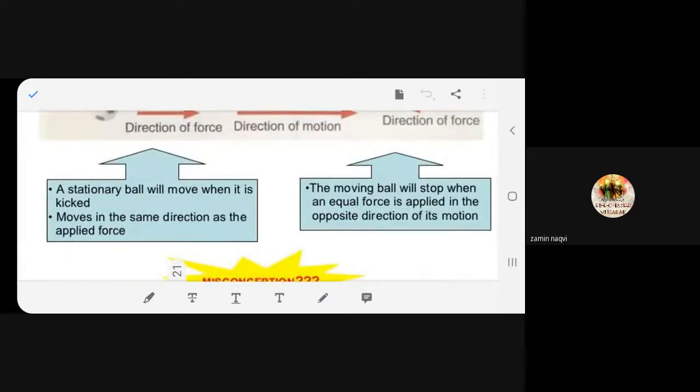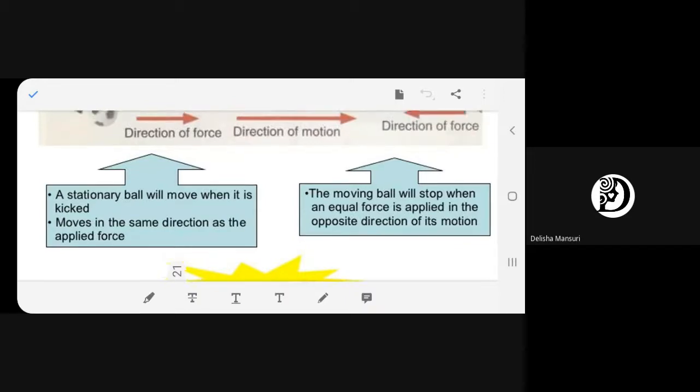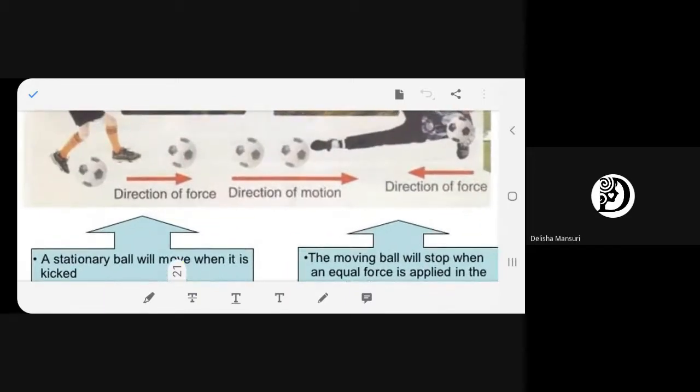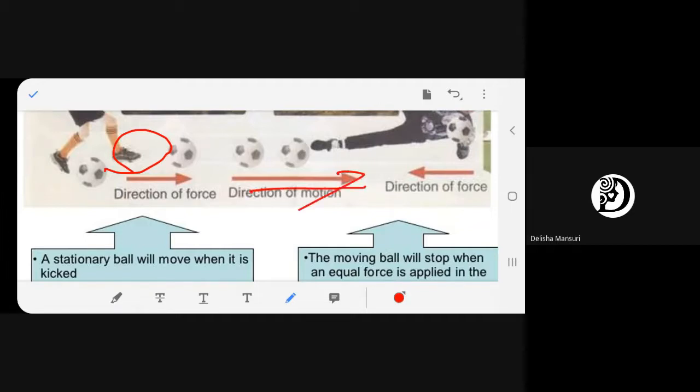So to stop a ball or stop a motion, you have to apply force in the opposite direction. Okay? Read. A stationary ball will move when it is kicked, and moves in the same direction as the applied force. You saw this? The force was this kick. Direction of motion is the same. Got it?